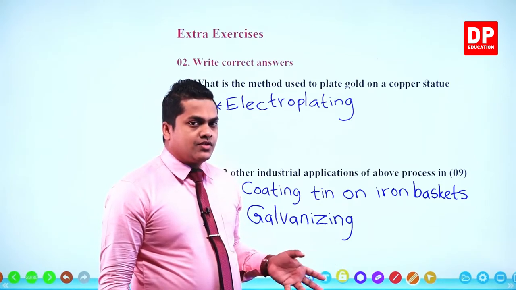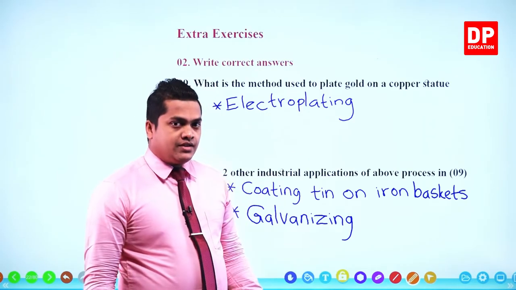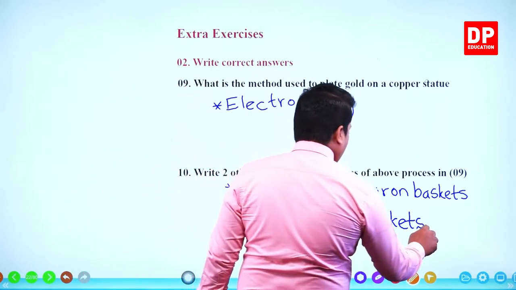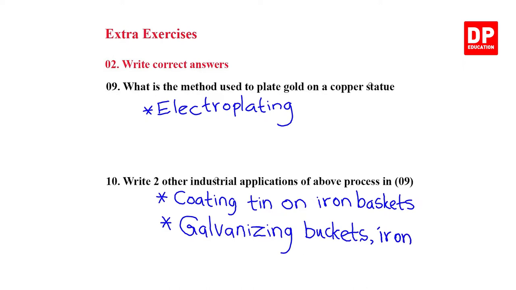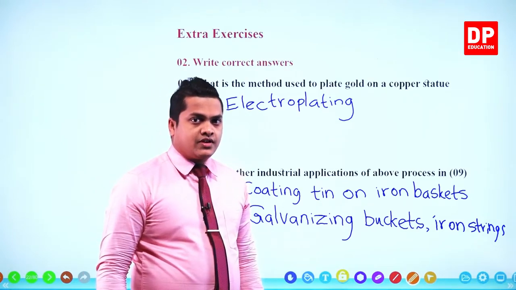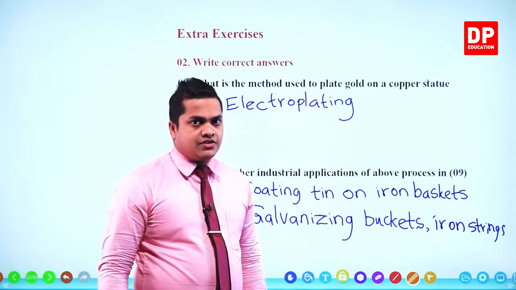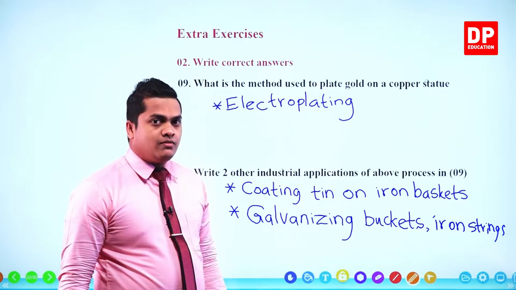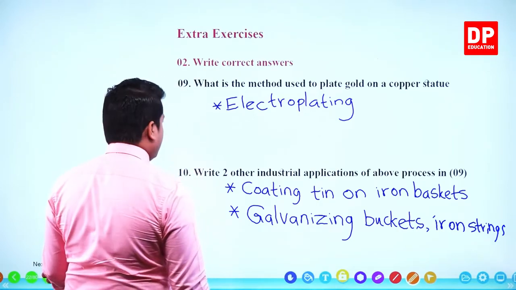These are the industrial applications of electroplating. So galvanizing buckets, we'll write down as buckets. Right? Galvanizing buckets and iron strings. Iron strings that are used, like for the fences, we use different kinds of iron strings. So those things are also galvanized. Right, so these are the industrial applications of electroplating. So let's move on with the next question, my dear children.